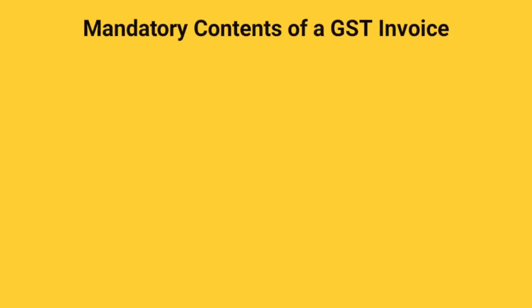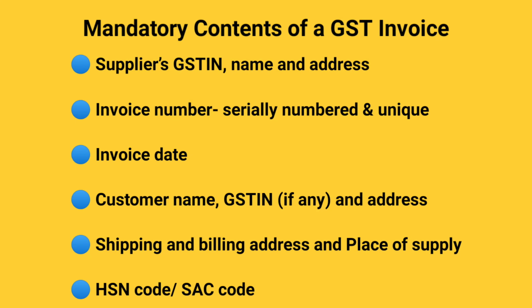An invoice will have certain mandatory fields that must be present as notified by the government. Let's look at them. Supplier's GSTIN, name and address, invoice number that is serially numbered consecutively with a maximum of 16 characters being alphanumeric with certain special characters also allowed, and is unique for a financial year.